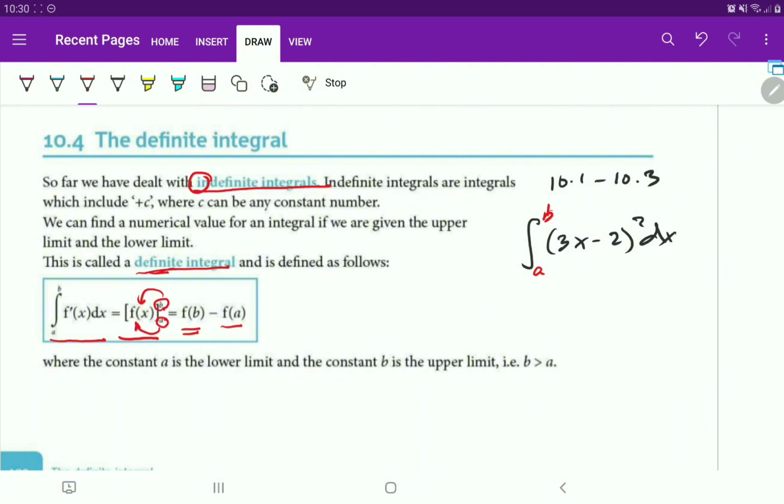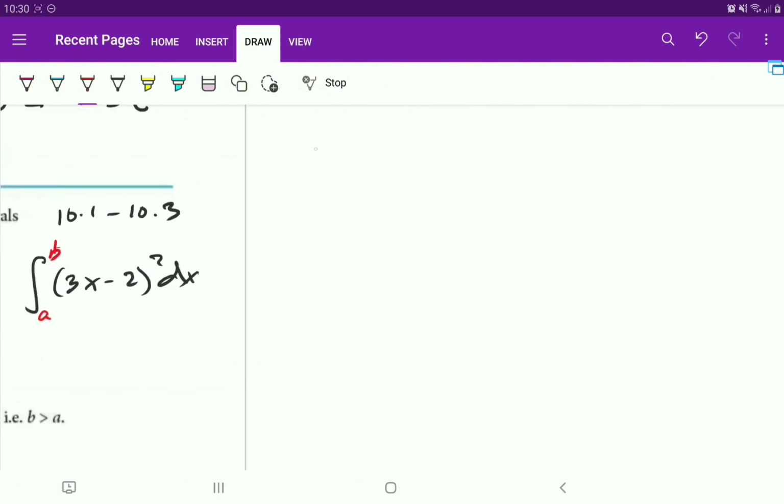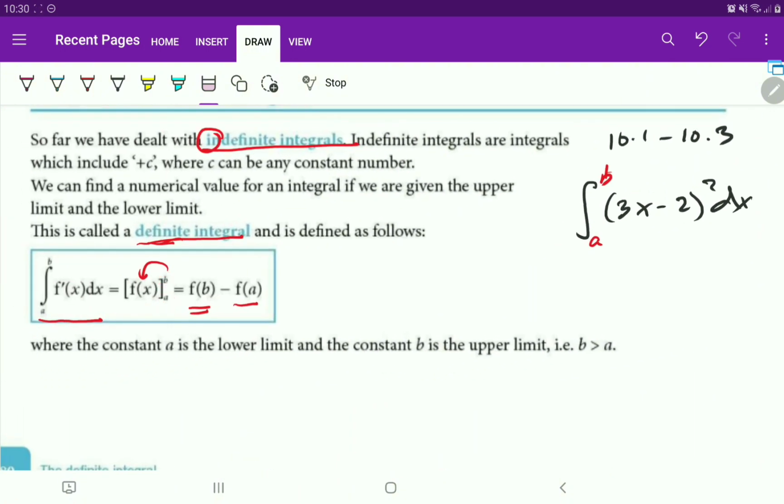Let's try to have an example. Let's start with something basic. So let's say that I have x dx from 1 to 4. So in this one, we take the integral, x squared over 2 from 1 to 4. So this part is already this. That is now this part.